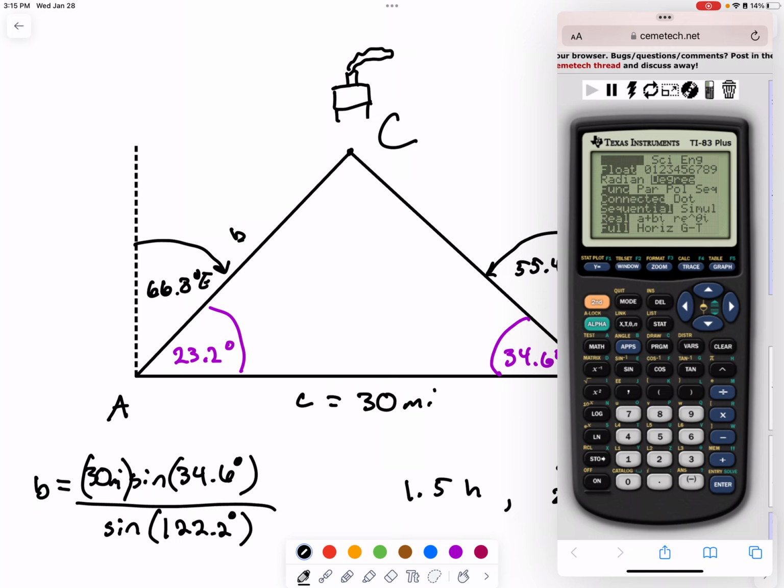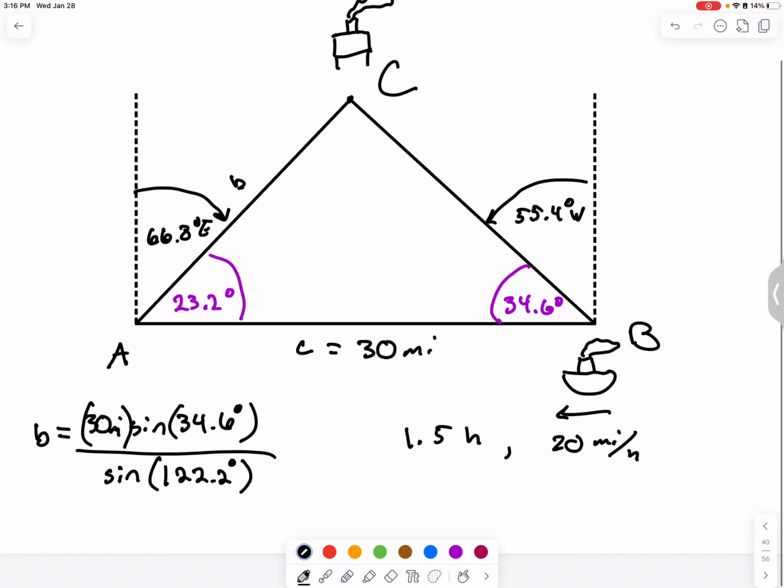Let me make sure I'm in degrees, okay? Divided by the sine of 122.2. Okay. The unit should be in miles. So we'll say 20.1 miles approximately. 20.1 miles. Okay, I think that's a reasonable result. So that was for question A.